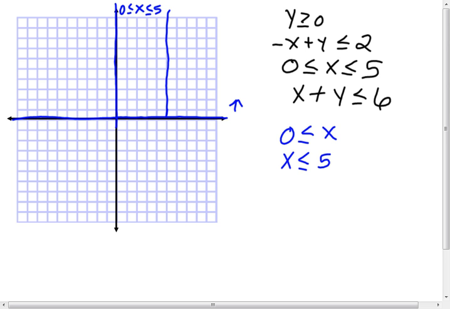So far we have the area that's bound by y greater than or equal to 0 and 0 less than or equal to x less than or equal to 5. So notice how everything's in the first quadrant.